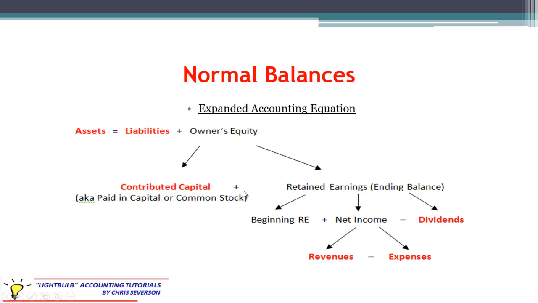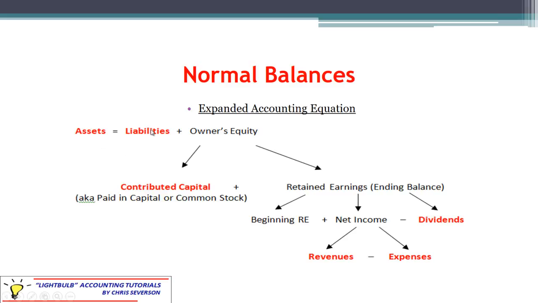All these items in red are going to be the individual account classifications because they can't be broken down any further. Then net income we can break down further: revenues minus expenses. So it's either a positive number or a negative number depending on whether we had more revenues or more expenses. So again, pay attention to what I have bolded in red here.